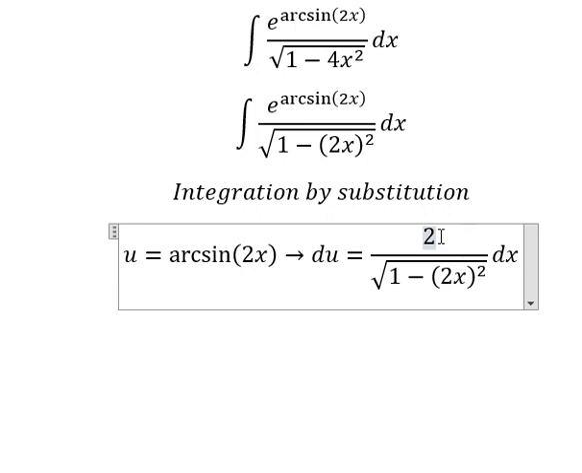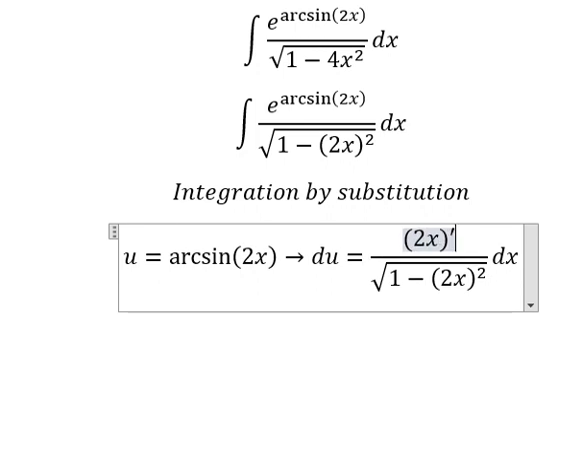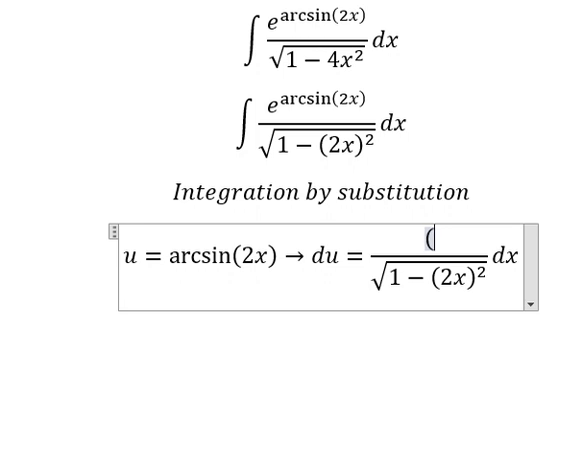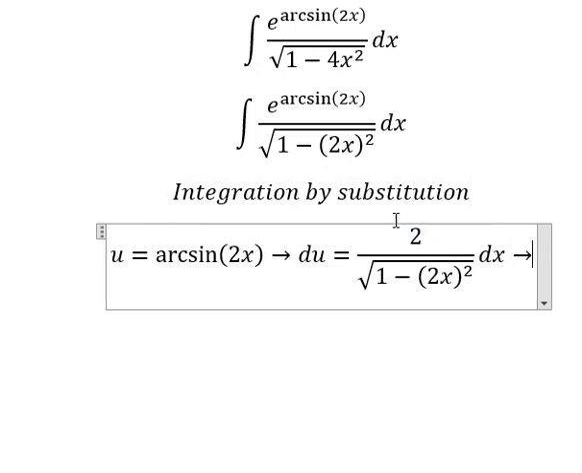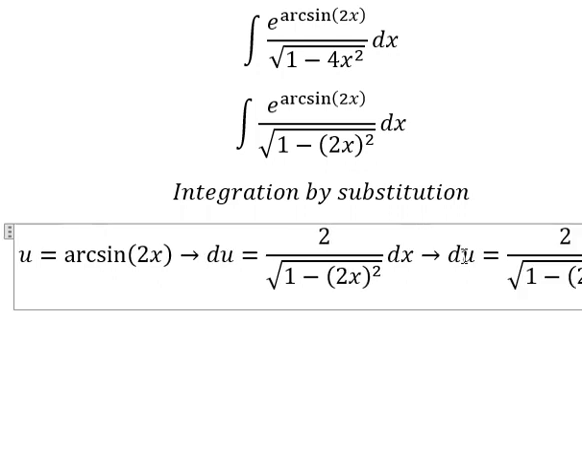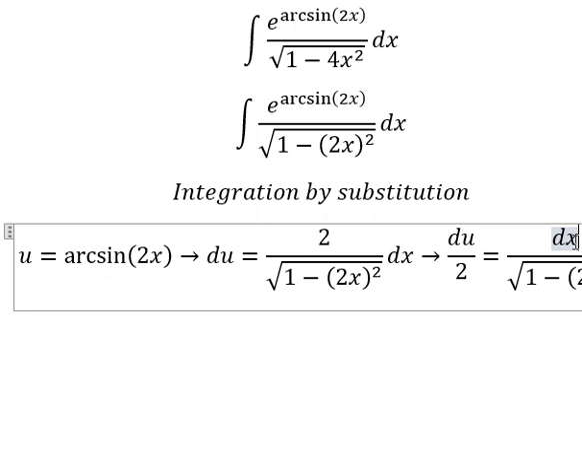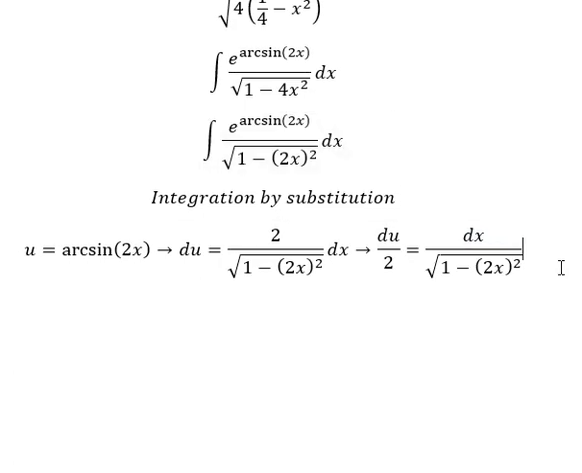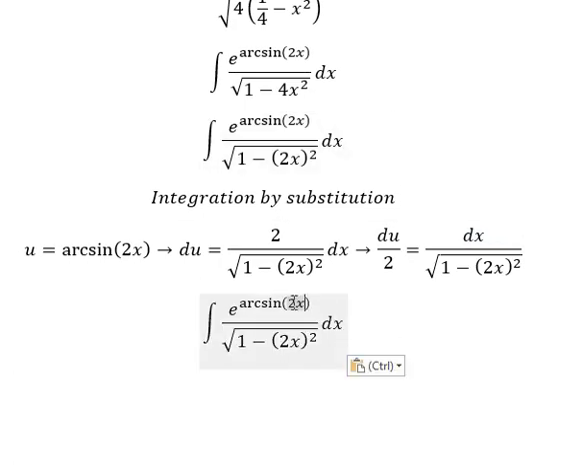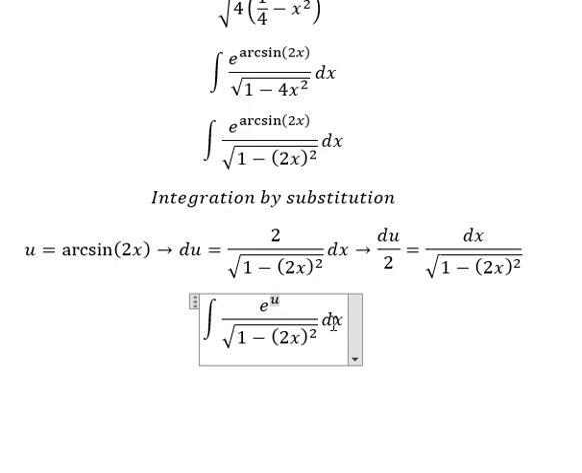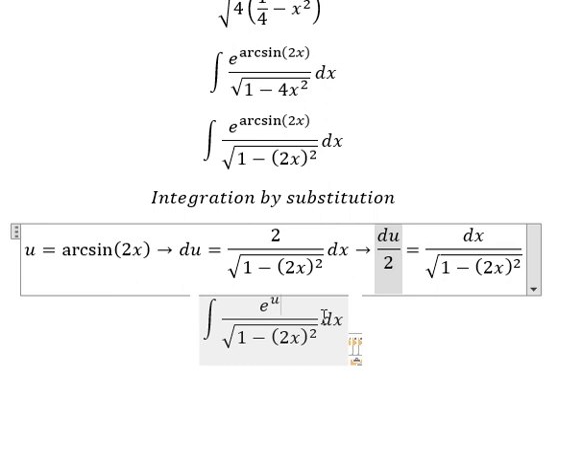This one that is about first the derivative of 2x. This is the reason why we have number 2. Because we don't have number 2 in here, so we need to divide both sides by number 2. So this one we change for u. This one over this one we change for the u over number 2.